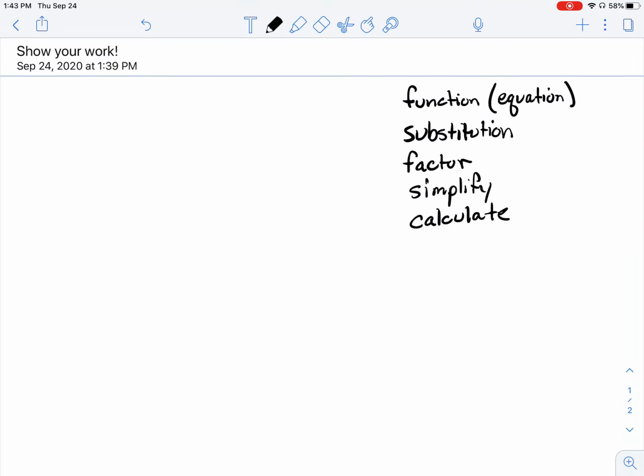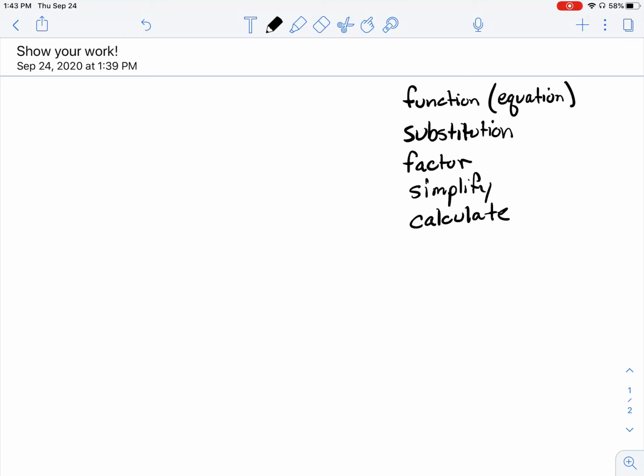Hi, Algebra. Just a short video on the concept of showing your work. As a science teacher, we have a saying that scientists are inherently efficient, and sometimes in efficiency, we can cut some steps.